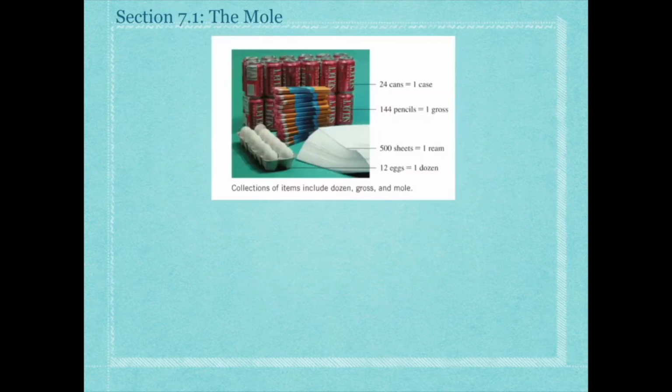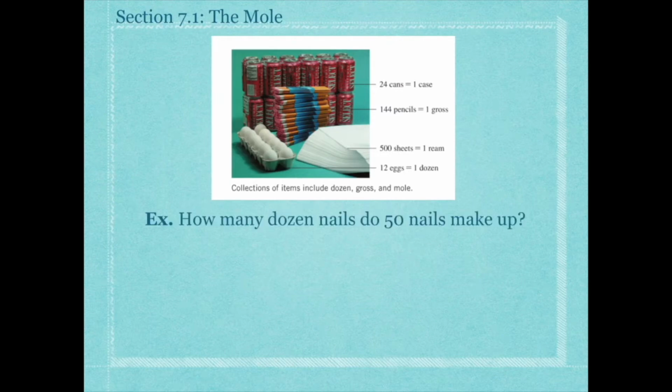And so this brings up the concept of the mole. Now, the mole is a concept, it is a number. Just as if I say I have a case of cans, that means I have 24 cans. Or if I have a gross of pencils, it's 144 pencils. Or one you might be more familiar with, 12 eggs is a dozen. 1 mole represents a very specific number, and we're going to get to that in 1 second, but let's first work on one conversion problem.